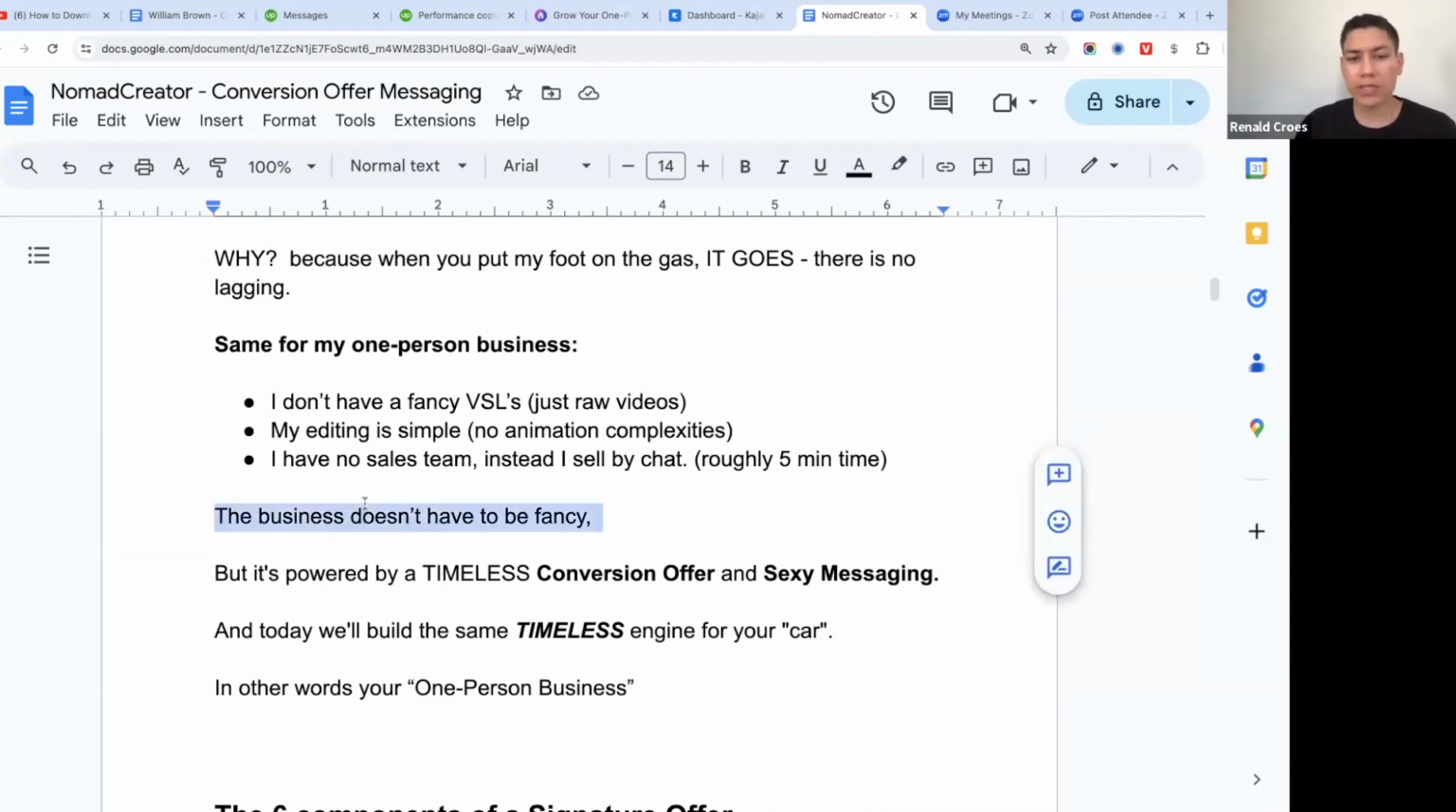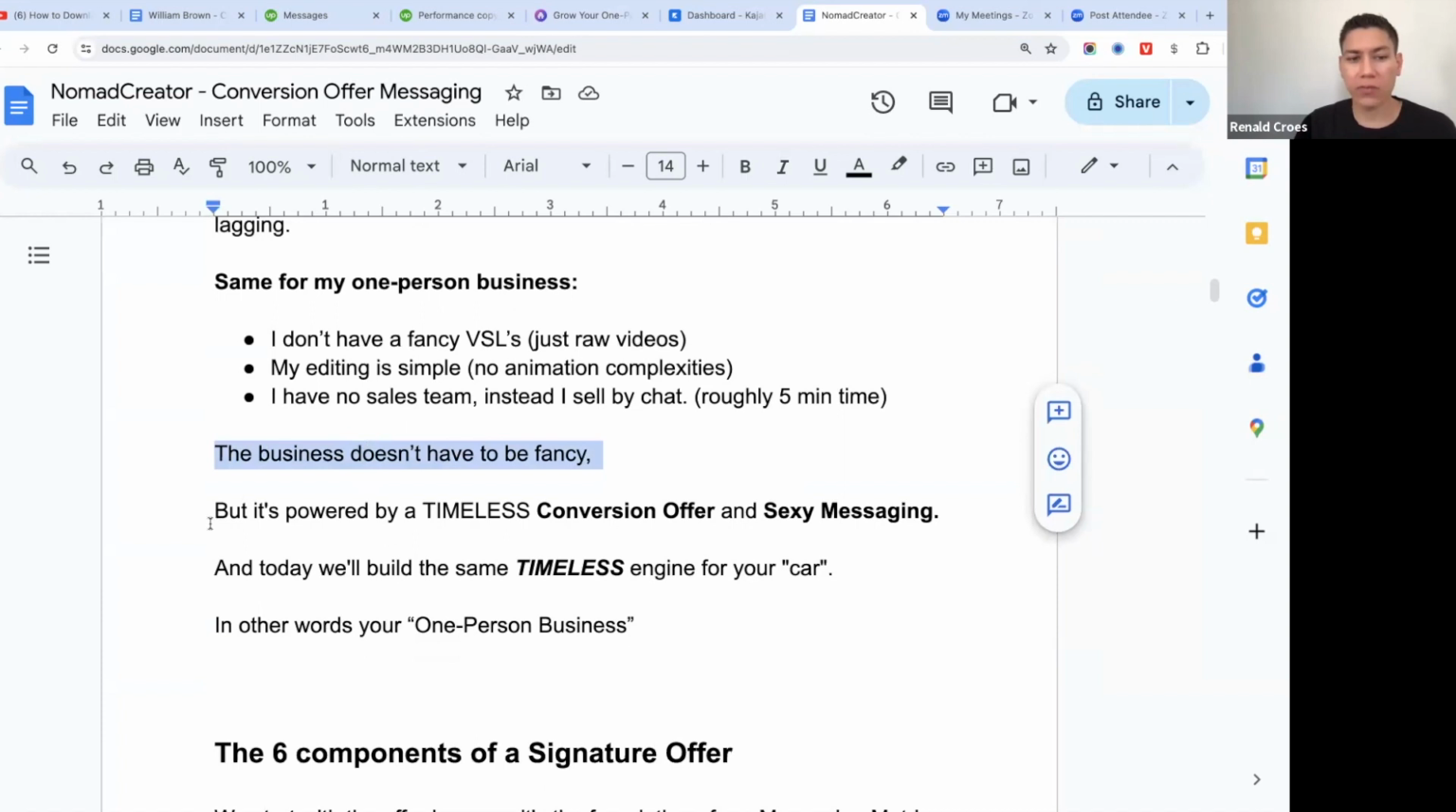So the business doesn't have to be fancy. What you have to focus on is having a conversion offer and a sexy messaging. Conversion offer meaning something that they're looking for. Sexy messaging meaning the way you articulate your value is the way that will attract the ones that have a buyer intent.